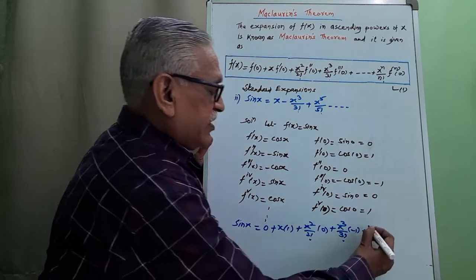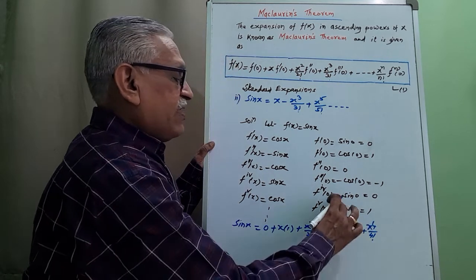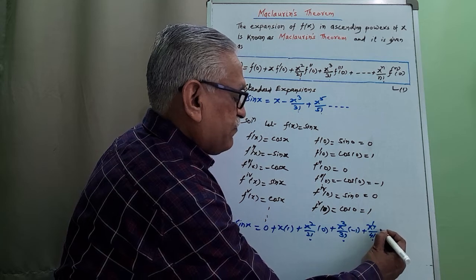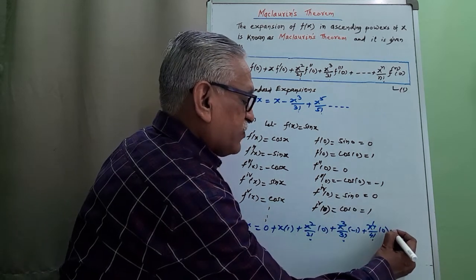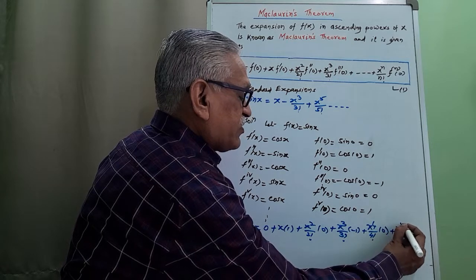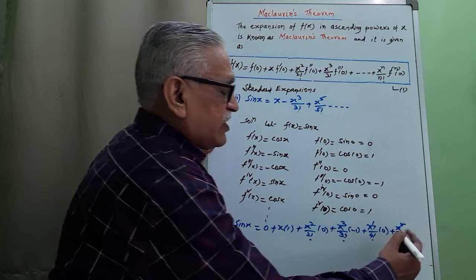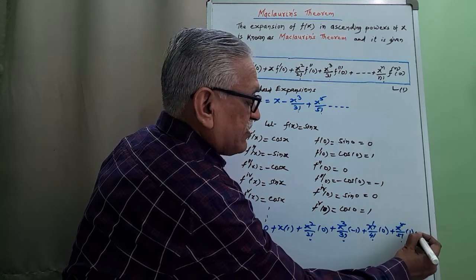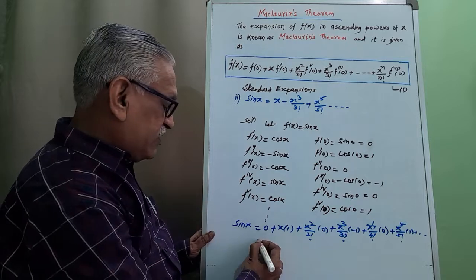Next, x raised to 4 by 4 factorial, value is 0 for a fourth derivative. Next one is x raised to 5 by 5 factorial, and fifth derivative as 1, and so on. And therefore, if you simplify the terms, we get the required result.